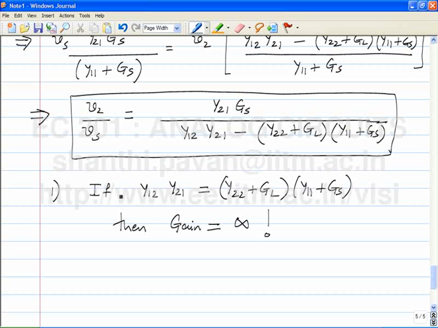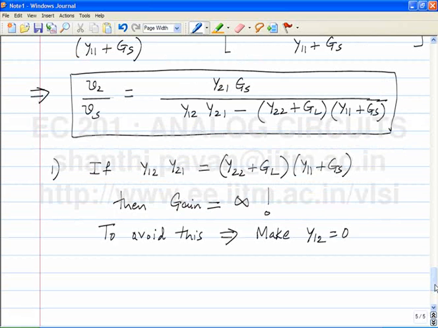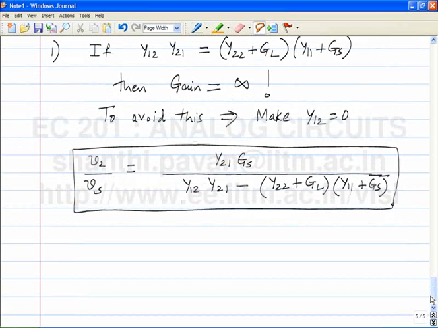If you make Y21 0, what happens? Everything is 0. Numerator is also 0, so you have no gain. So that doesn't make sense. That leaves out two possibilities, they are gone. That only leaves one possibility, which is Y12 must be 0. So this is the first constraint on the Y matrix. Is that clear? Okay.